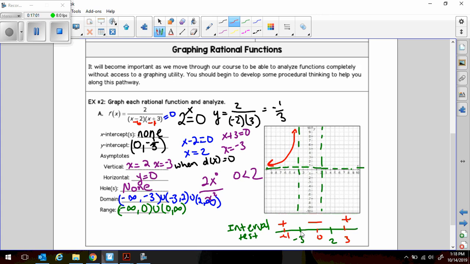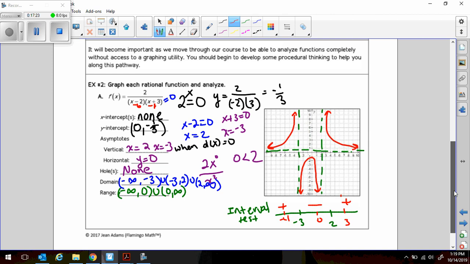If it's negative, it would be a U, but since it's negative, we're going to make it an upside down U. Something like this. And then the positive means it's going to be in this quadrant. These are negative numbers, so I have to put it up here, and it's going to look something like this. So this is the graph, and I don't even have to use my calculator to graph this.